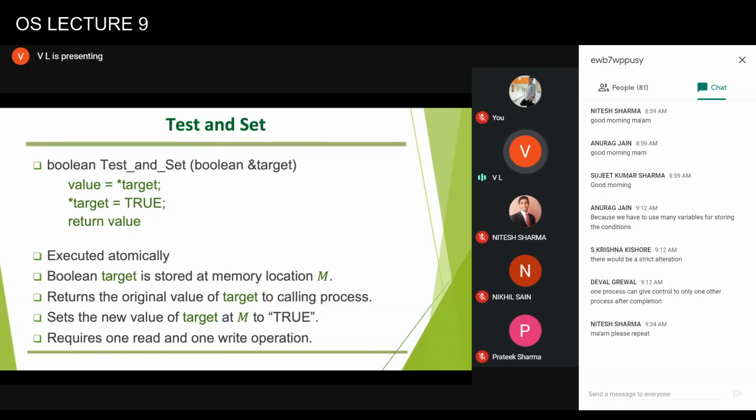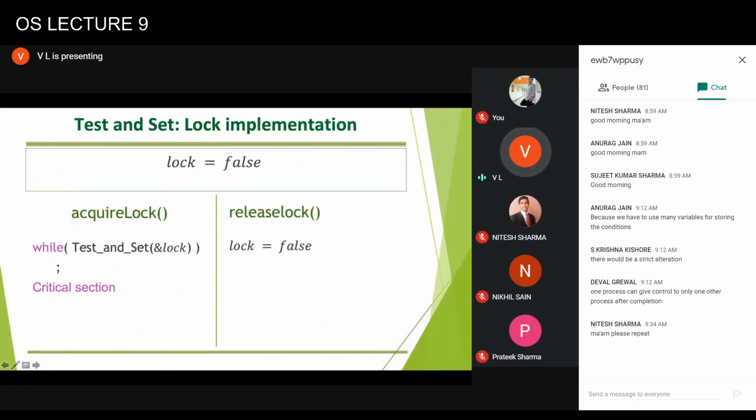Is that clear to you right now? Have you understood this instruction? Yes, ma'am. Okay. Now using this instruction, we'll be creating a lock. We'll see how this instruction can be used to ensure a locking mechanism in which only one of the processes will acquire the lock. So we have a memory location and we set this to false. This is the initialization. False means the lock is available. And now the process will try to acquire the lock by executing test and set on this lock variable.